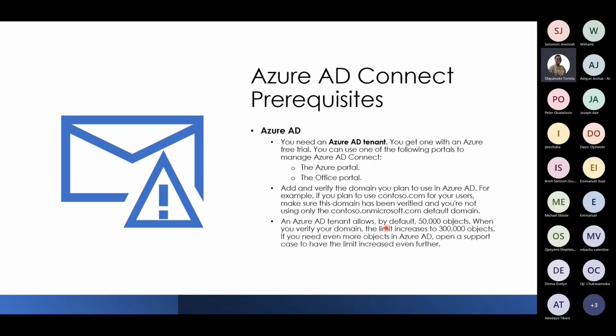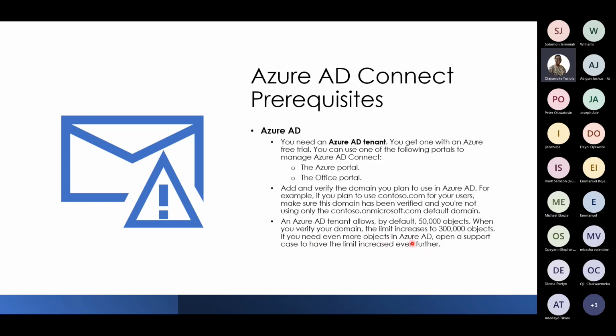So again, the Azure AD tenant allows by default. These are some of the things you want to bear at the back of your mind. Maybe you have a customer that says, I have more than 50,000 objects. By default they can use Azure AD, but when you verify the domain, the limit increases to 300,000. So if a customer says, I have 100,000 objects, you can tell them that by default your Azure AD tenant allows it. But once you verify a custom domain, this limit increases to about 300,000 objects.